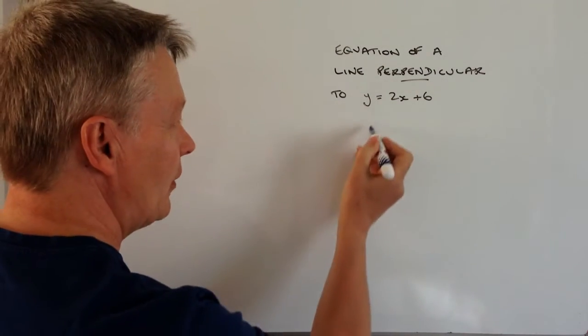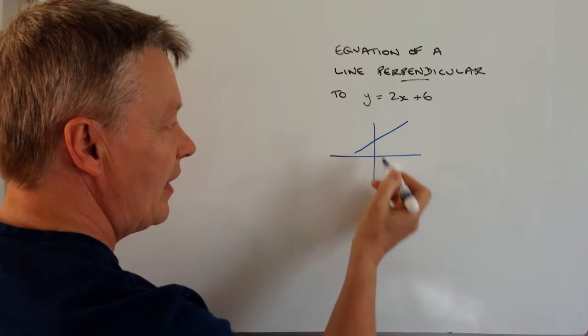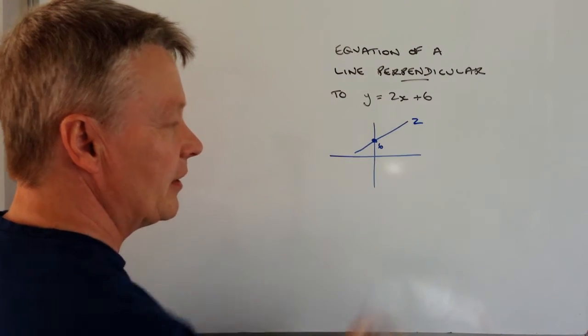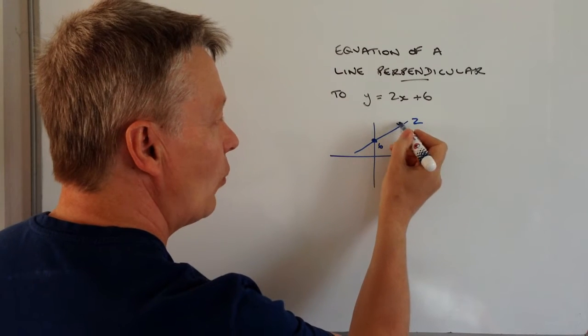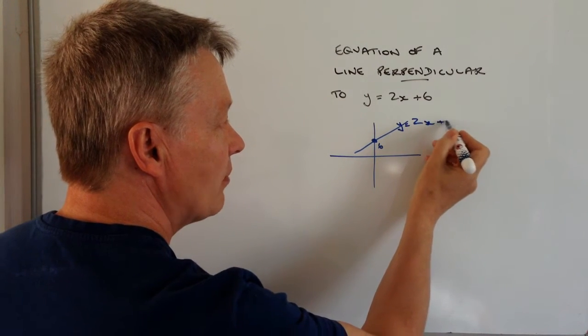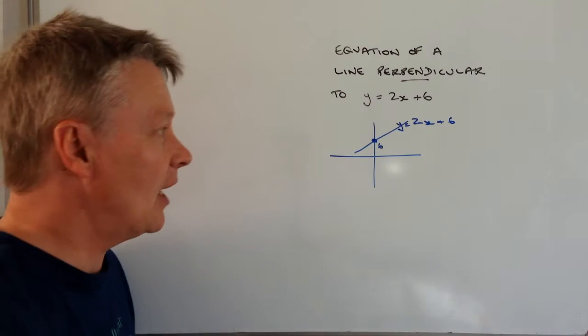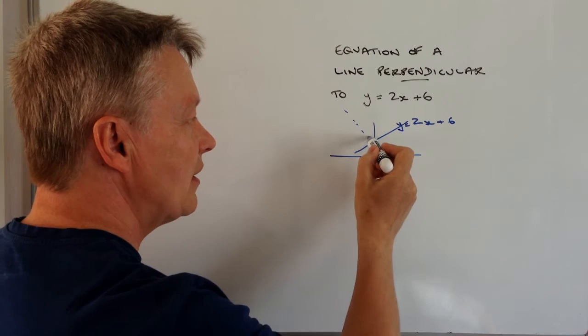If I just made a quick sketch of this line, it looks something like this. So this is a value of 6 and this is a gradient of 2. So the way that we write this line would be y equals 2x plus 6. By perpendicular we basically mean a line which cuts it at 90 degrees.